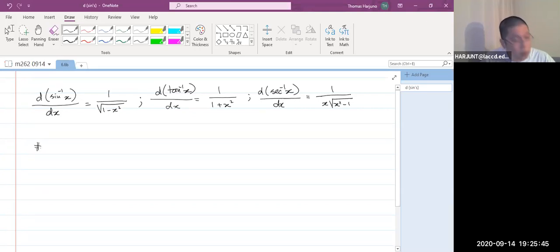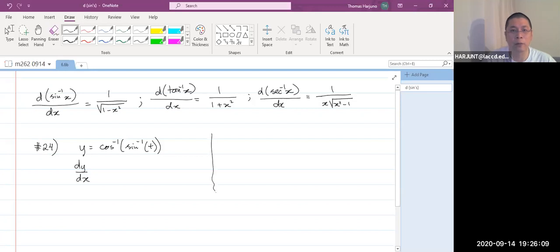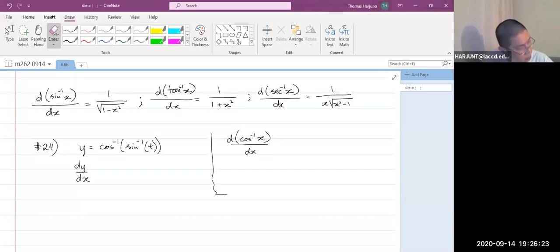Now, number 24. We have y equals cosine inverse of sine inverse of t. To do this derivative, I need to know the derivative of cosine inverse. Let's develop that first. What is the derivative of cosine inverse of x with respect to x? How do we do this?